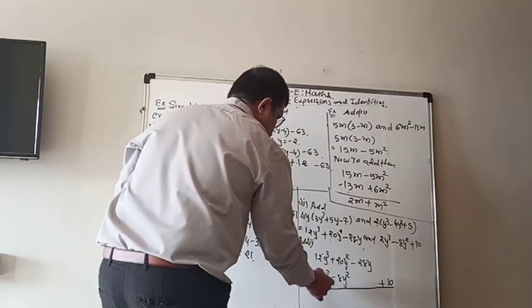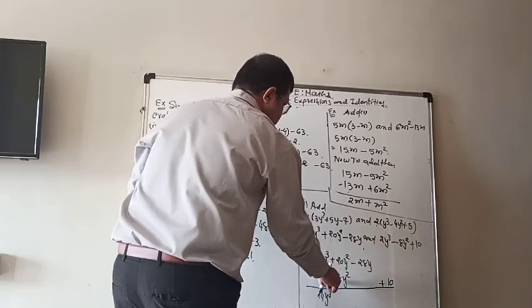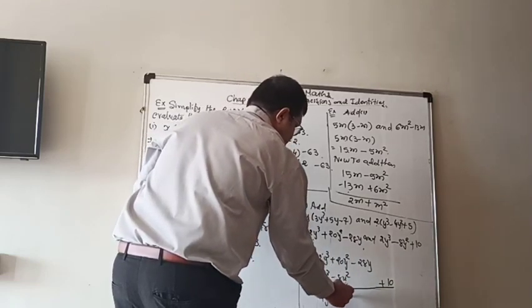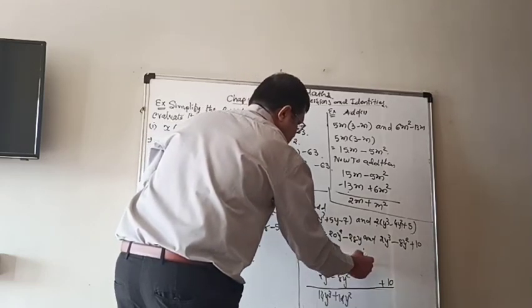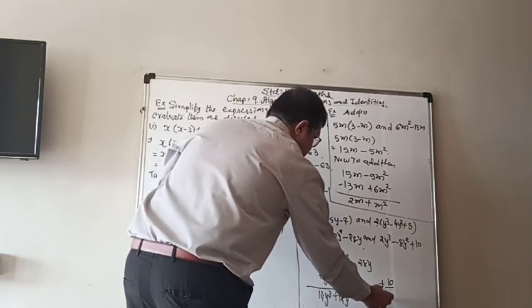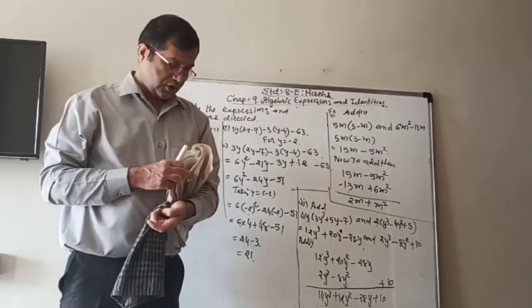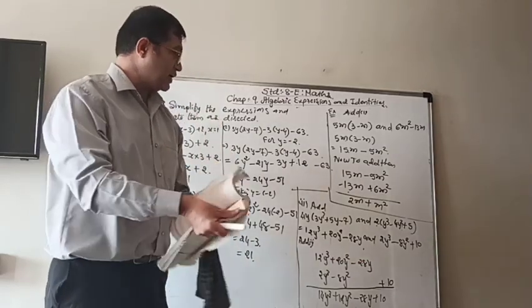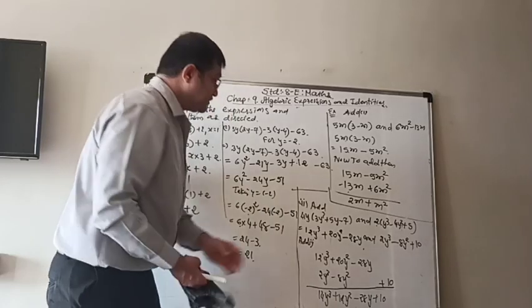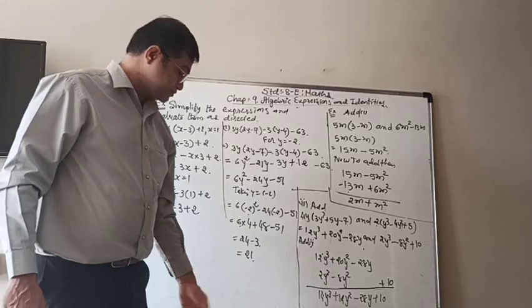Now you add 12 plus 2 is 14y cube. 20 minus 8 is 12y square. That will be as it is, and that will also be as it is because they don't have like terms. So that's the way. So here that is the mixture, multiplication also and addition also.